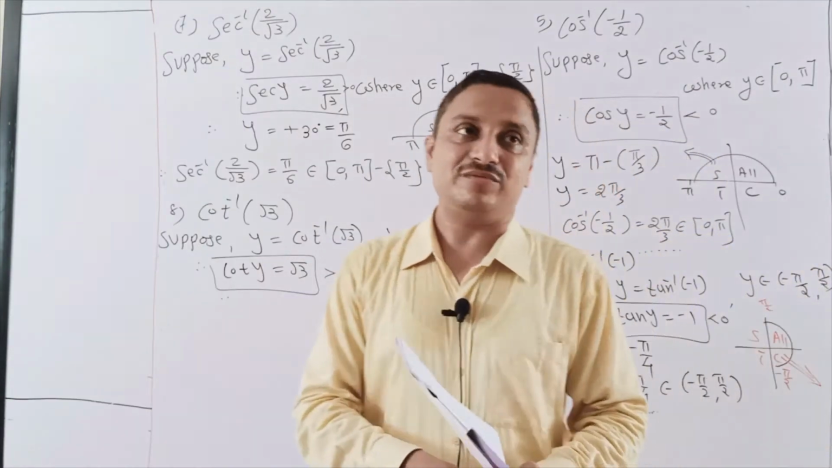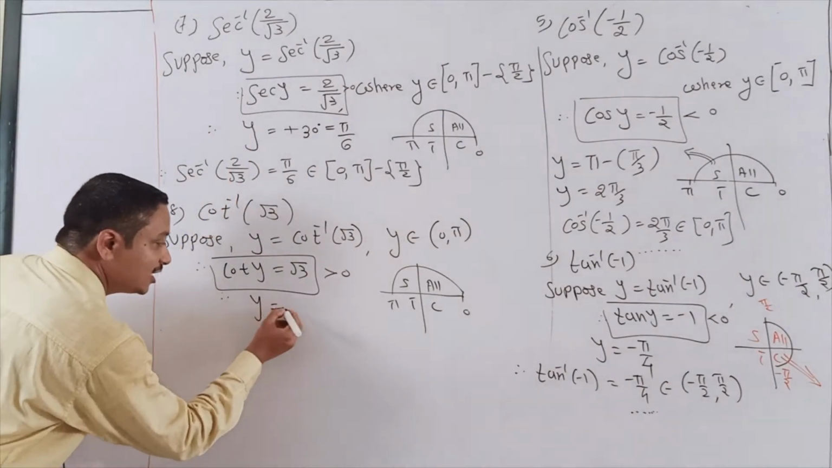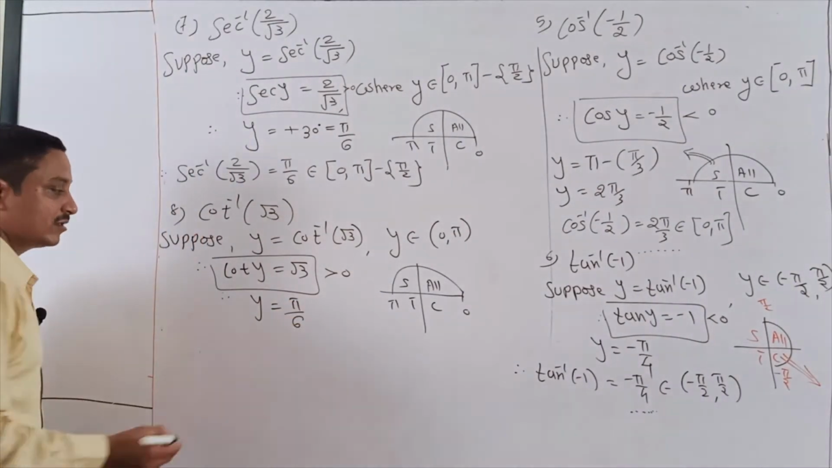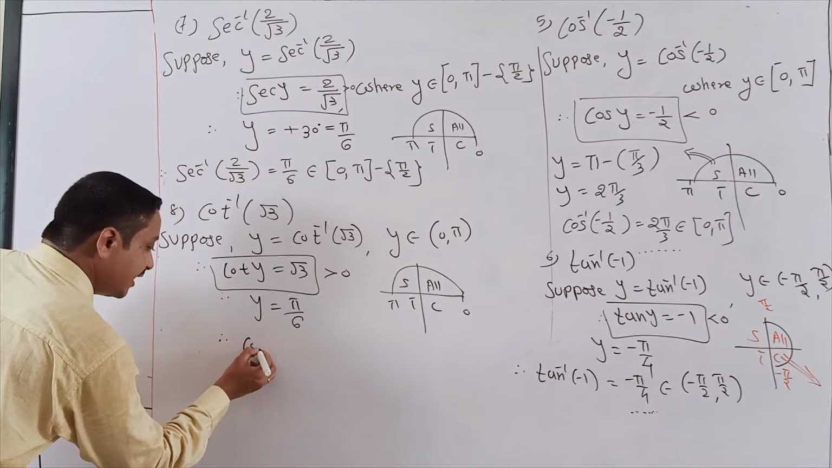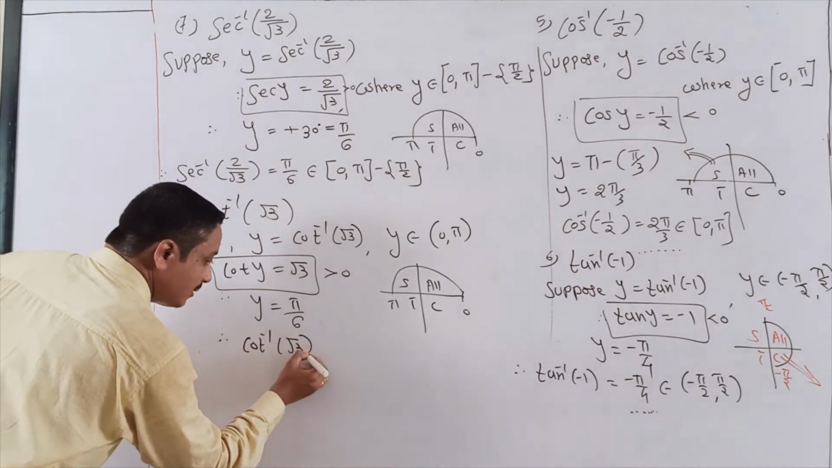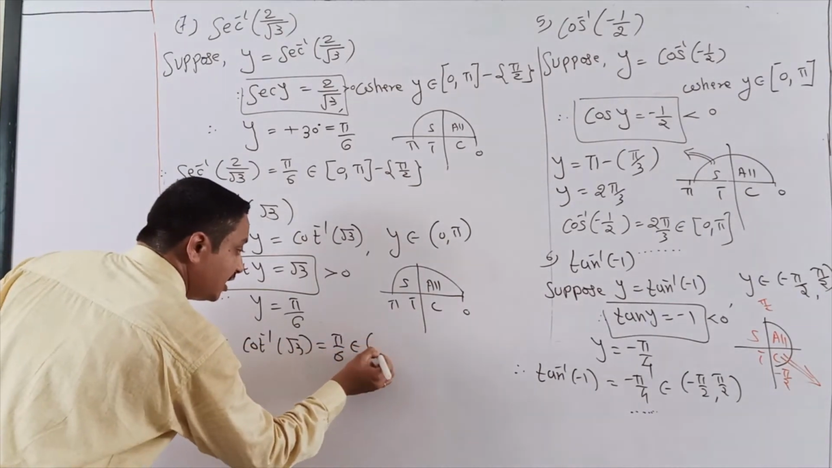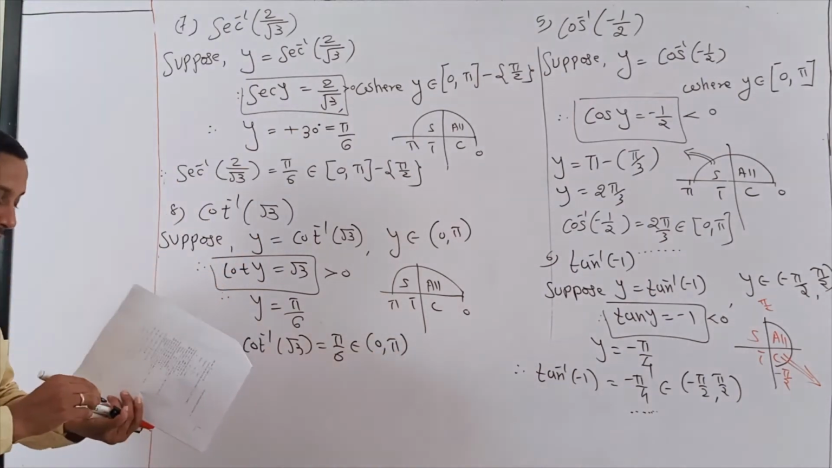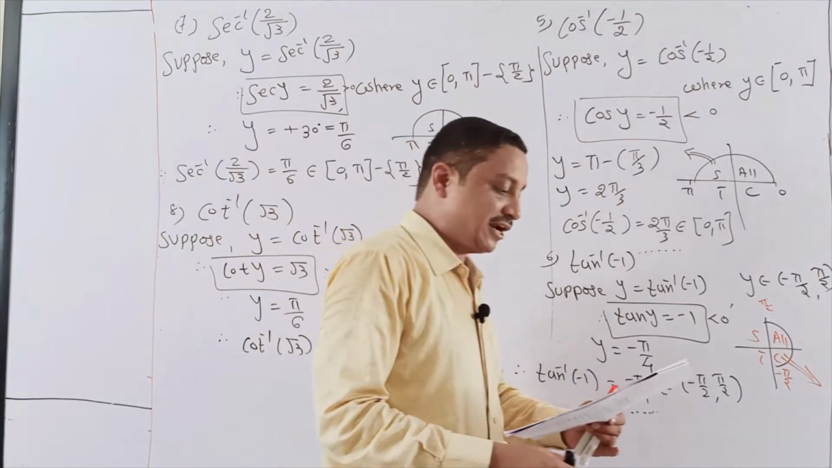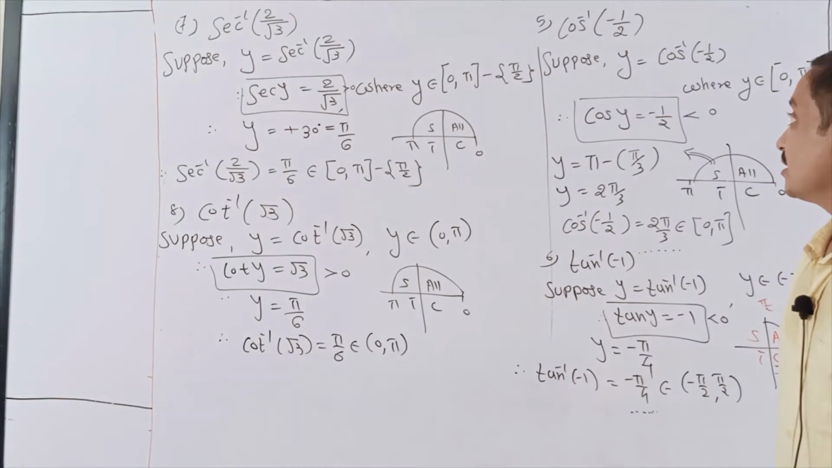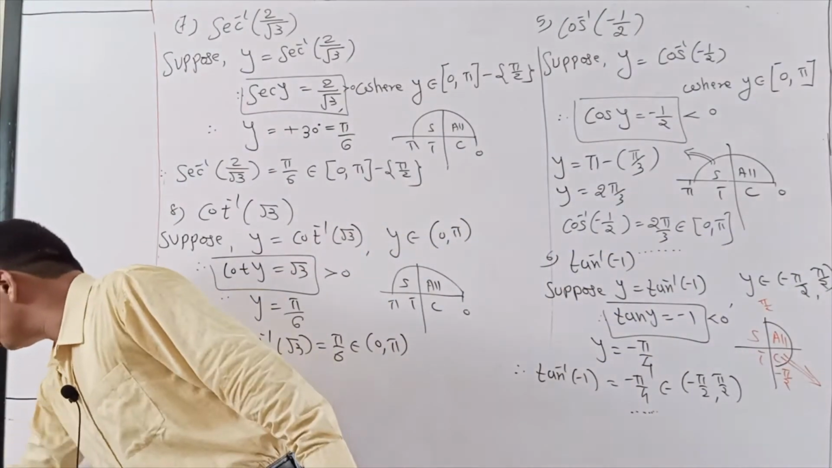So I just take the first quadrant degree. It is 30 degree, pi by 6. And the last answer: cot inverse root 3 is pi by 6, in that interval 0 to pi. And here we are happily done, our 8th sum. Now continue, move ahead, students.